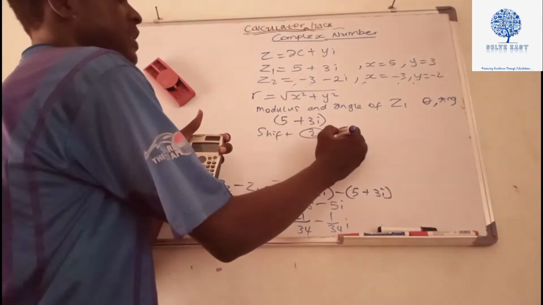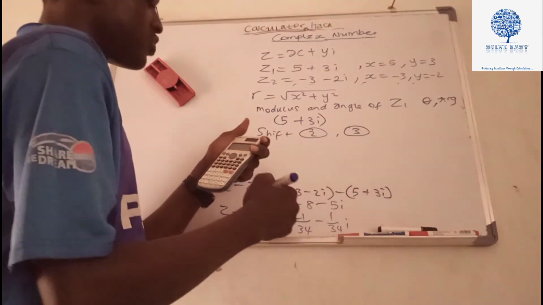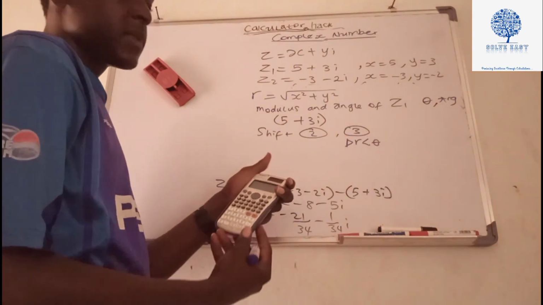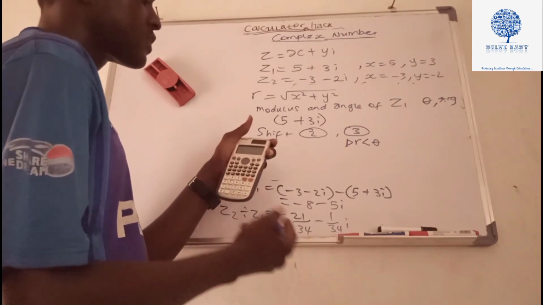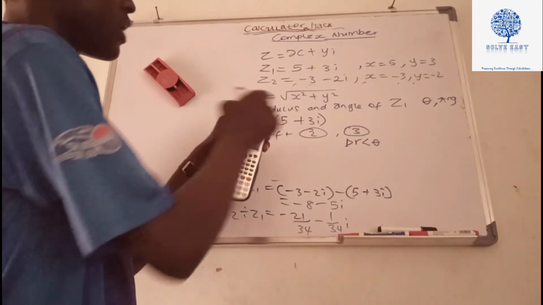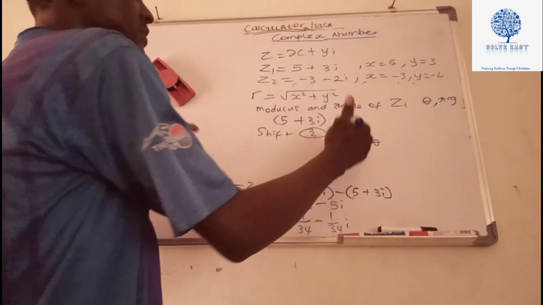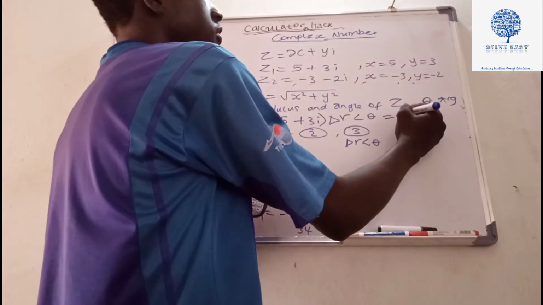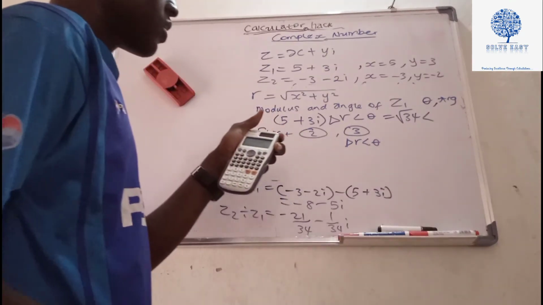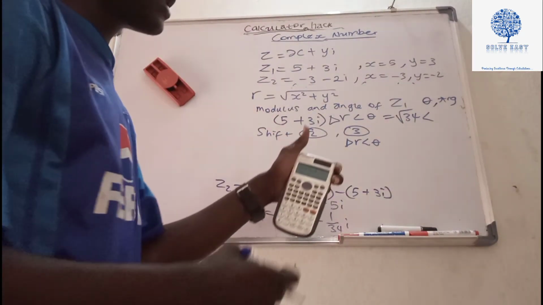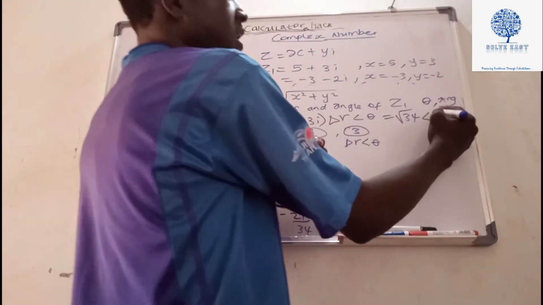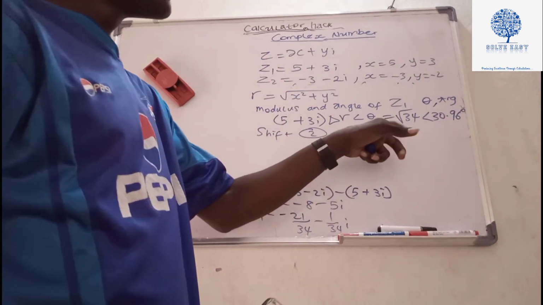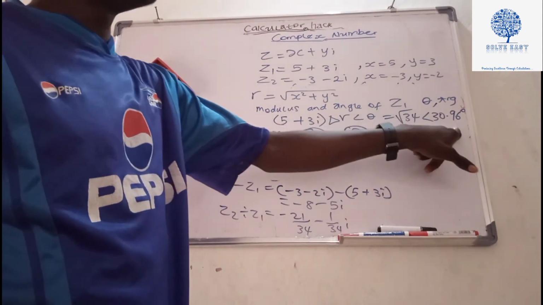After pressing that, at number 3 you should have something like r less than theta. Then you press your number 3. After pressing that, all you need to do is punch your equal to sign. So your answer for your modulus and angle of this should be, your modulus is square root of 34, less than our angle which says 30.96 degrees to 2 decimal places. So we've been able to get our modulus and our argument.